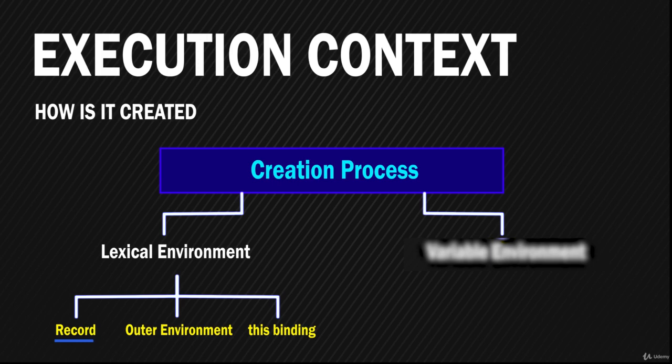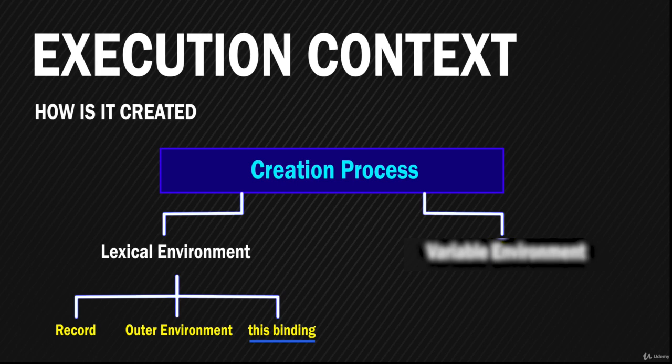Now, when we look at the reference to the outer environment, that just means that it has access to its outer lexical environment. And that means that the JavaScript engine can look for variables inside the outer environment if they are not found in the current lexical environment. And we've also got the this binding. In this component, the value of this is determined or set. In the global execution context, the value of this refers to the global object. We've seen this. In browsers, that global object is the window object.